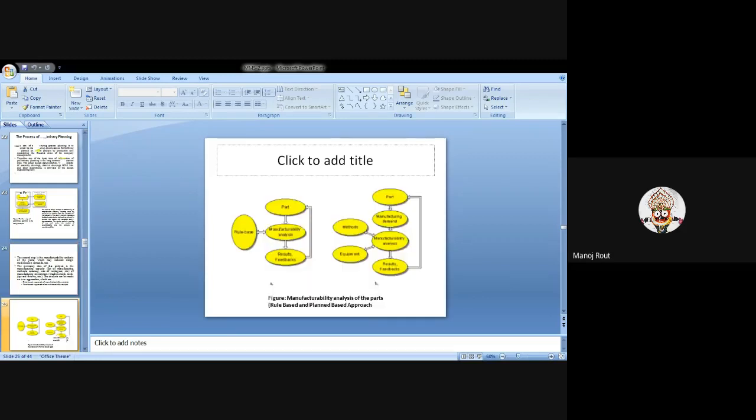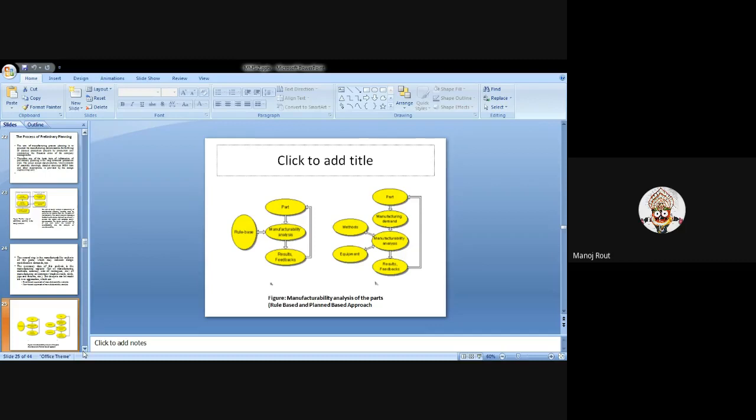In the case of the rule-based approach, the part is there, then manufacturability analysis is there, and the resultant feedback is there. But in the case of the plan-based approach, the part is there, then manufacturing demand is there, then manufacturability analysis, which includes method and equipment, and finally the resultant feedback is there.